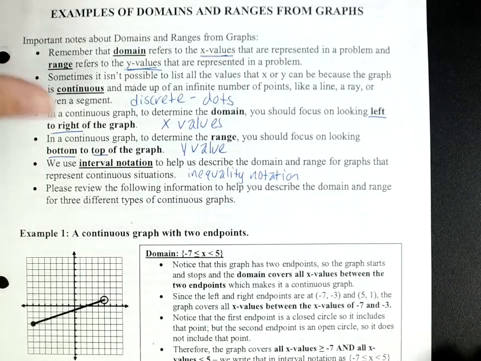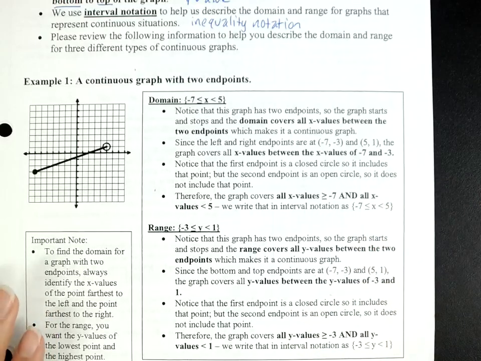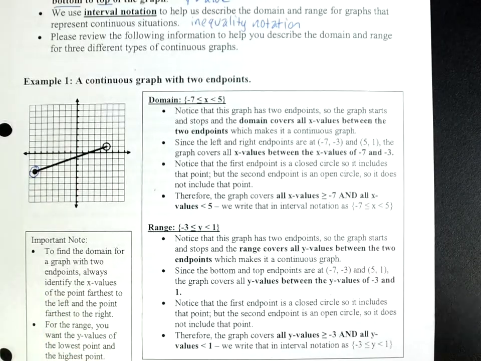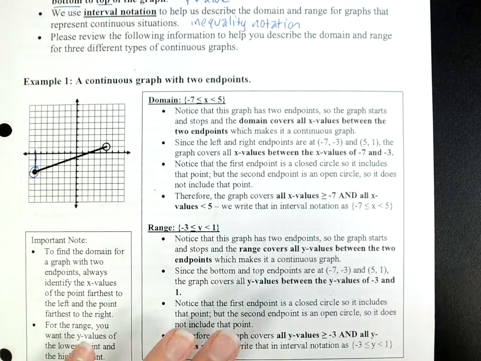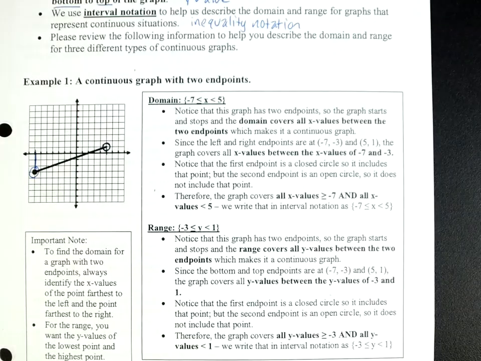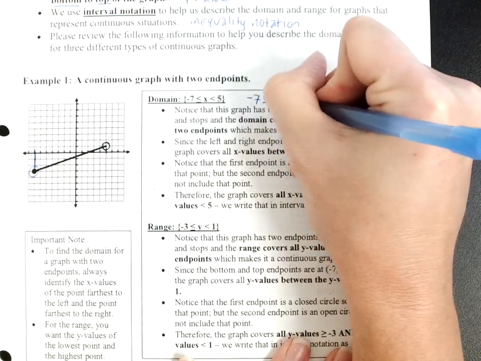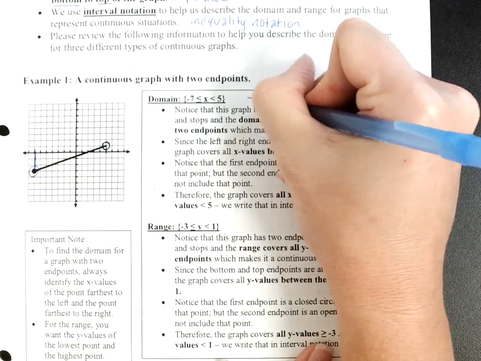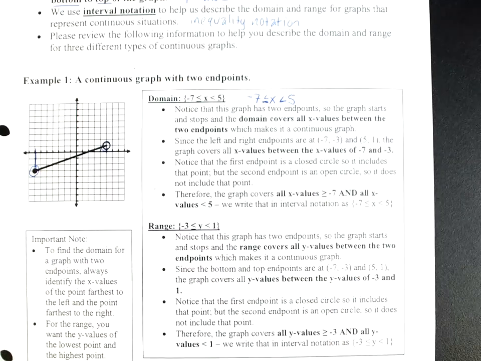So we have a couple of examples here, and these examples are all worked out already. Looking at this graph, again, if I want to find my domain, I'm going to find the point that's furthest to the left and figure out what is my x value right there. It's a -7. Then I'm going to find my point that's furthest to the right and figure out what is my x value there. Now notice the way they wrote this down. It says -7 is less than or equal to x, which is less than 5. Remember why this one's equal to and this one's not. Closed circle, open circle. Okay?